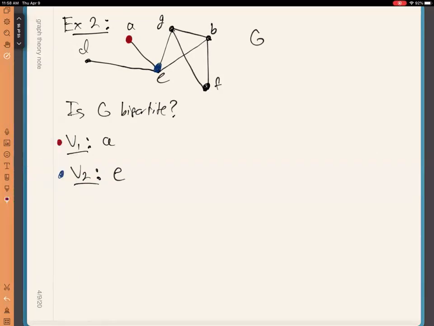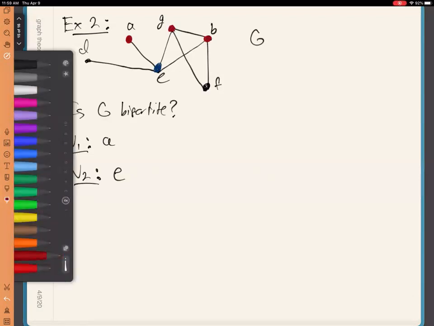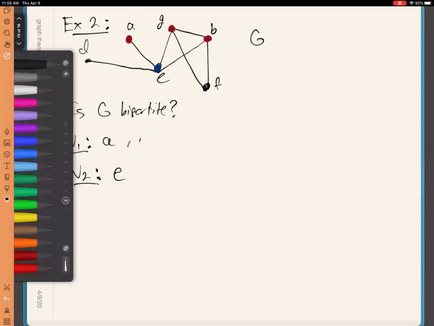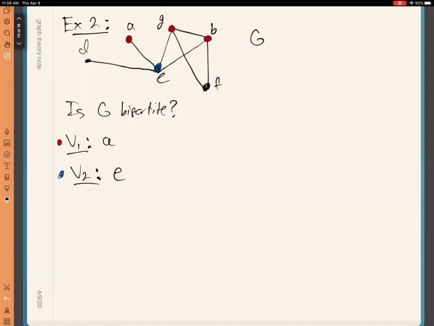Well, notice that if this were bipartite, I'm not allowed to have E connected to any other blue vertices. So therefore, what is E connected to? E is connected to G, and E is connected to B, right? So I would need to put G and B both inside V1, and this is again because E is connected to both G and B.